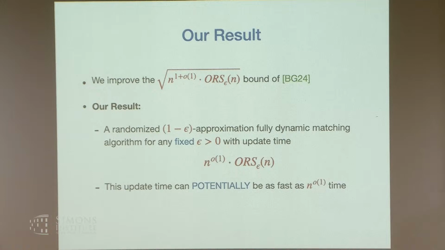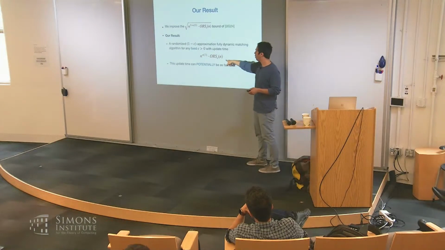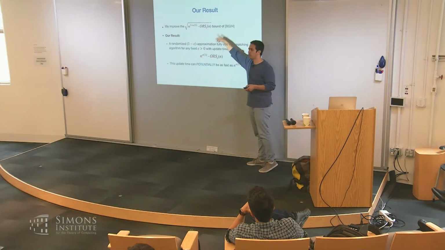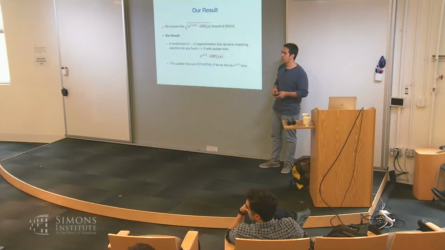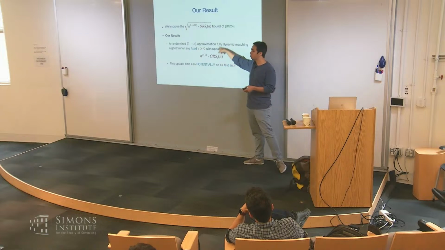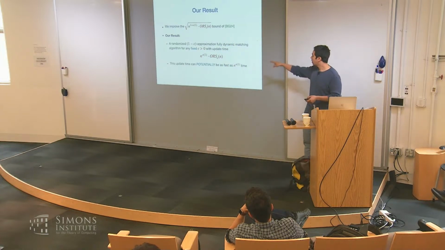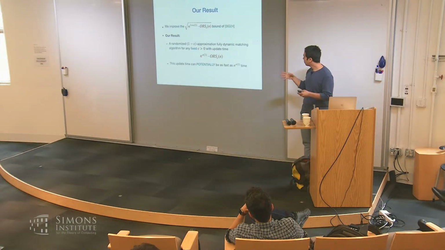Yes? Than the previous one? Good question. Modulo this, yes, ORS is upper bounded by n, so modulo small o of 1 differences. The same o of 1 in the exponent? No, they're not the same. And these epsilon dependencies might be a bit different between them. So it's not entirely clear if this is always better than that, but up to n to the small o of 1, it is always better.